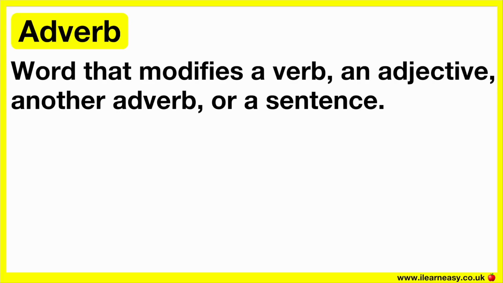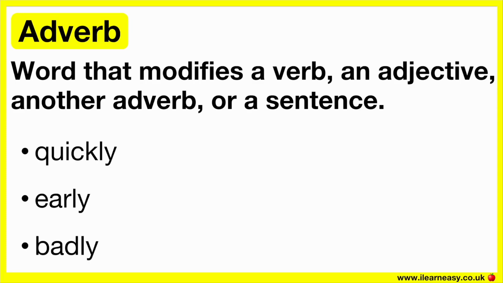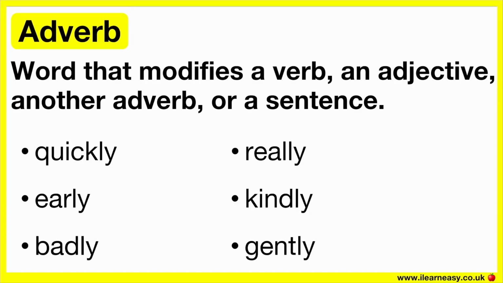An adverb is a word that modifies a verb, an adjective, another adverb, or a sentence. So basically, an adverb describes a verb, an adjective, another adverb, or a whole sentence. We can recognize adverbs because they often end in the letters ly. For example, quickly, early, badly, really, kindly, gently.